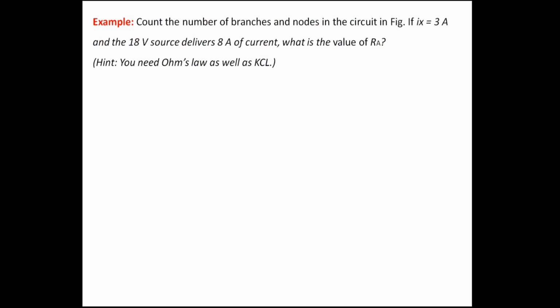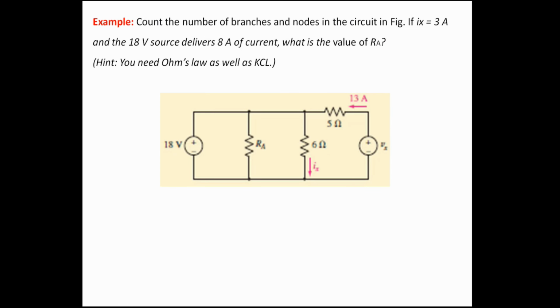Count the number of branches and nodes in the circuit of the figure shown here. If Ix is equal to 3 amperes and the 18 volt source delivers 8 amperes of current, what is the value of RA? The hint here is, you just try it once, otherwise watch this video continuously and you will get the answer. To solve this problem you need Ohm's law as well as KCL, right?